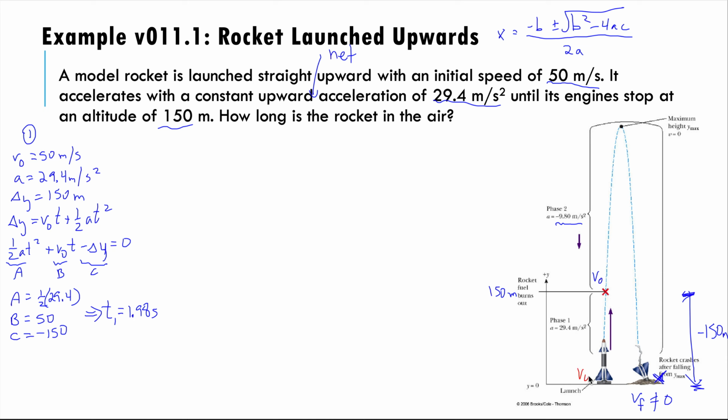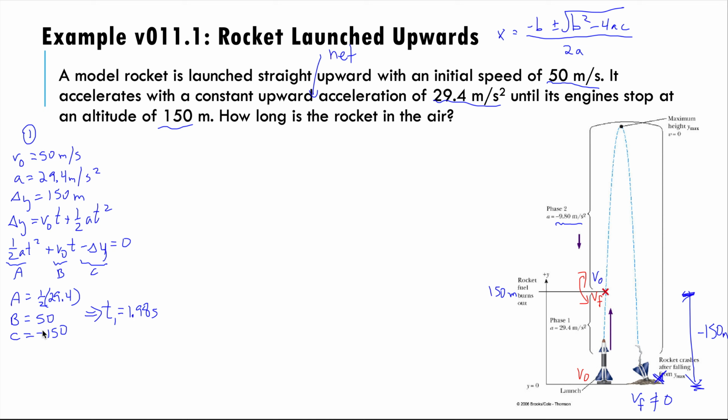We had a v initial here, but then the rocket accelerated until it had a final velocity when the engine stopped. So whatever the velocity when the engine stopped, that's the same initial velocity when the engine stopped, right? Vf equals Vo. That's the transition between phase 1 and phase 2. So let's find Vf. We're still in phase 1 here. Let's go ahead and find Vf.